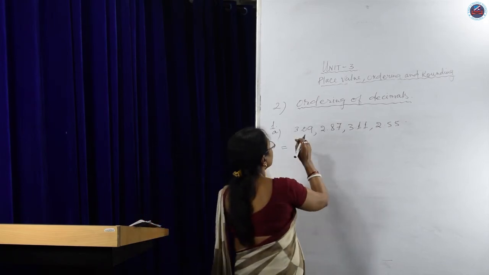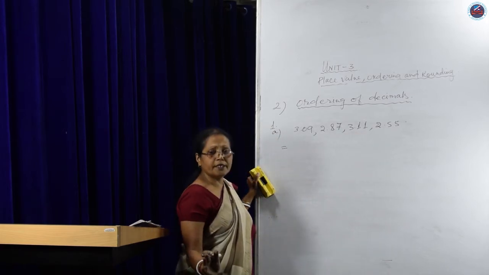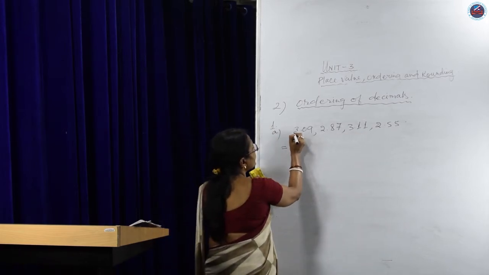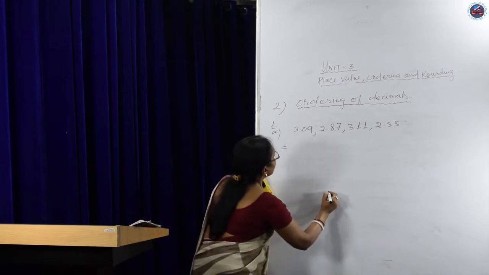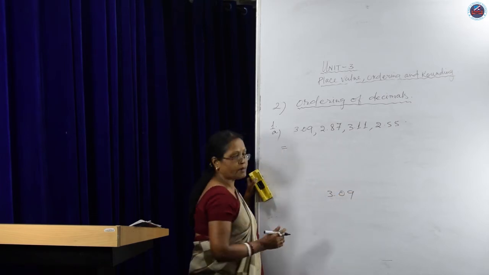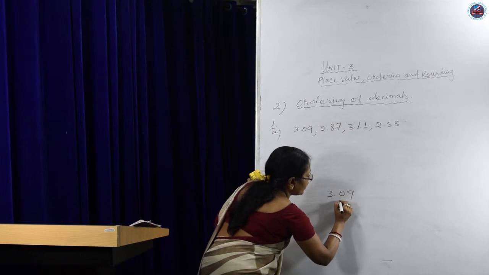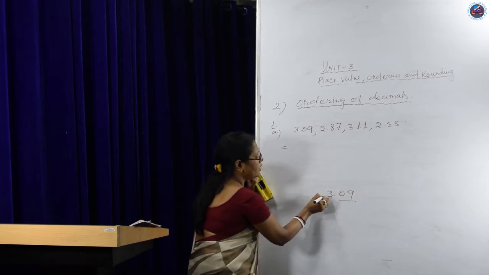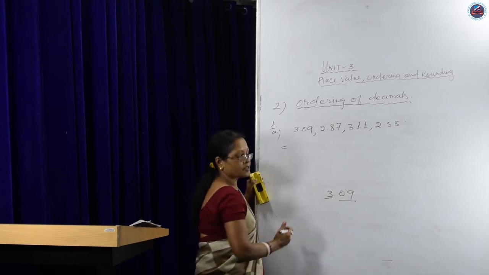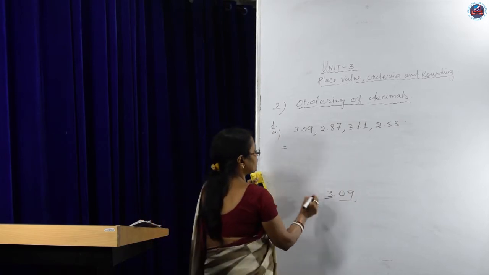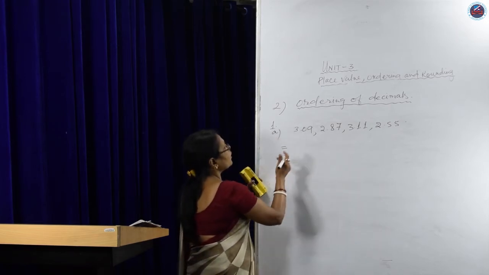So you have to find out the smallest decimal from all these four. To find this out, first you underline the whole numbers. You know that in a decimal number, suppose 3.09, this is a decimal number, and decimal numbers have two parts. This one is called decimal part and this is called whole part. So the right side of the decimal point is called decimal part and the left side is called whole part. So now you have to look at the whole numbers.